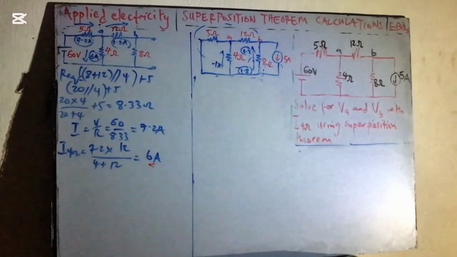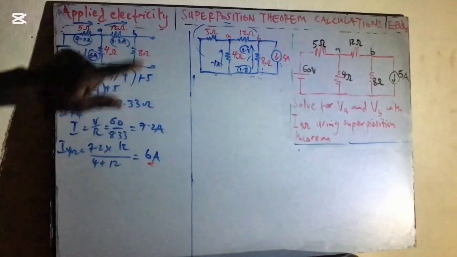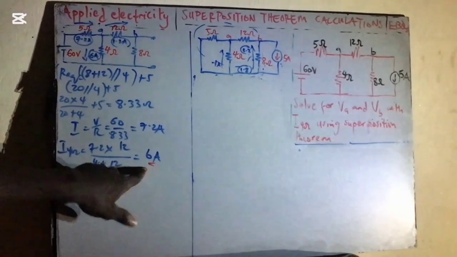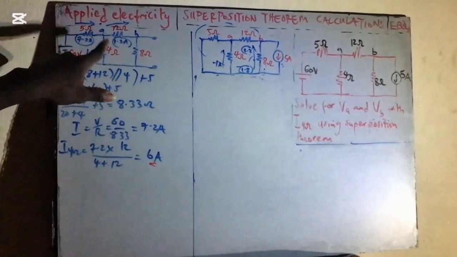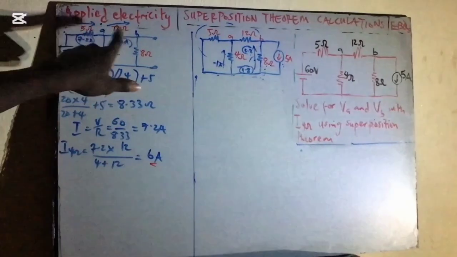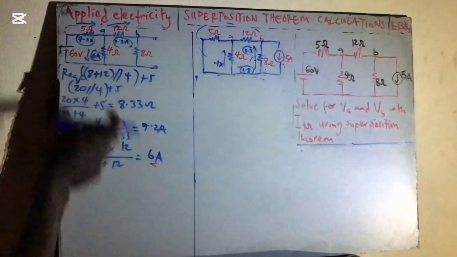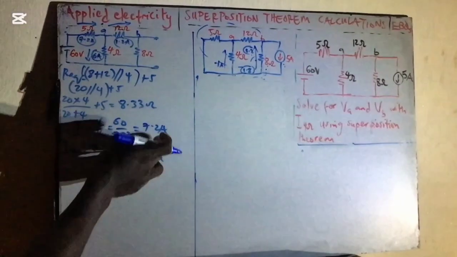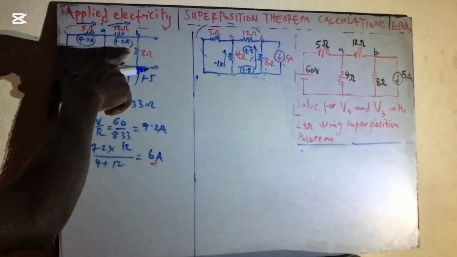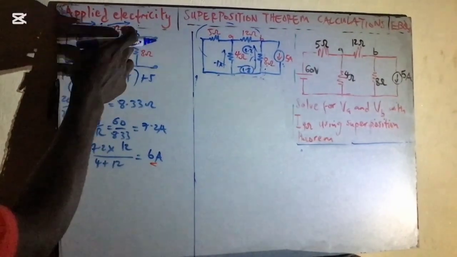But before I do that, let me get the second current. When 6 amperes flows through here, you just have to subtract it from the total to get the one that flows through here, since it's the same current that is splitting. So now it's going to be 7.2 minus 6, and that is 1.2. That's why it's written here. So the current that flows through here is 1.2.